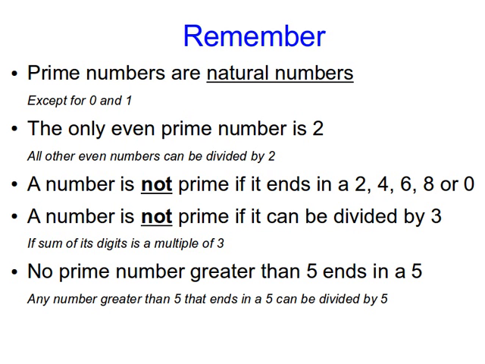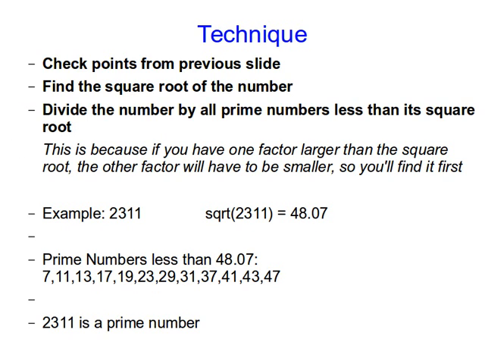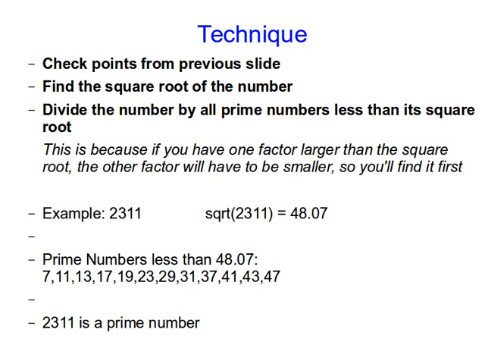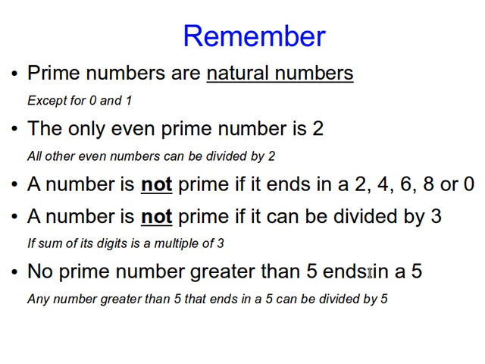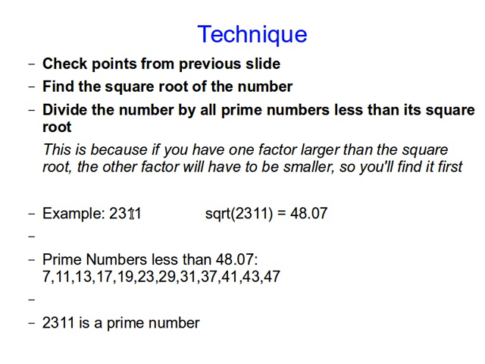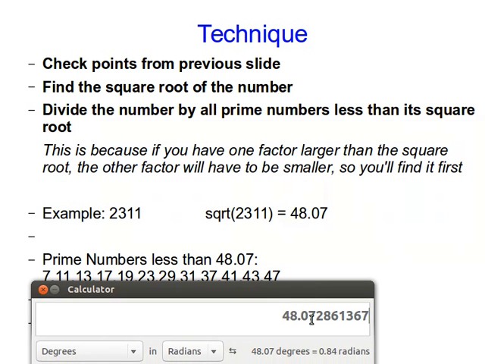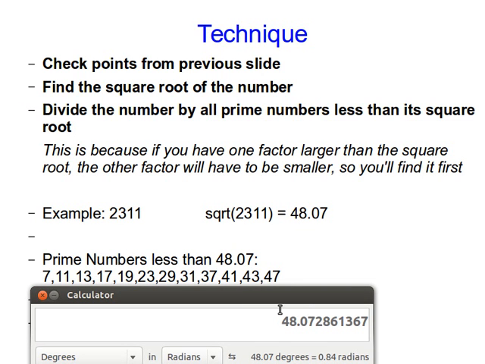By the way, we can check this number using these rules first. It's not even because it doesn't end in a 2, 4, 6, 8, or 0. And it's not divisible by 3 because 2 plus 3 plus 1 plus 1 is 7. And it doesn't have 5 as the last digit. The last digit here is 1. So we can go ahead now with calculating the square root, which, as you have seen, is 48.07. So we try to divide by all the prime numbers which are less than 48.07.